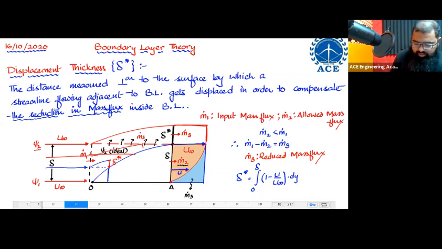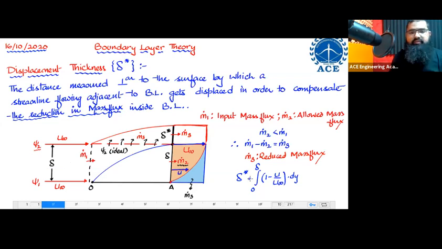I am taking a particular section, and for that section I have defined it like this. As such, every streamline will have one. In between Psi1 and Psi2, there can be infinite intermediate streamlines. Even they will have their own delta star. Fine. So this is the formula for your delta star. You can take a snapshot of this slide. This understanding of delta star is very important.